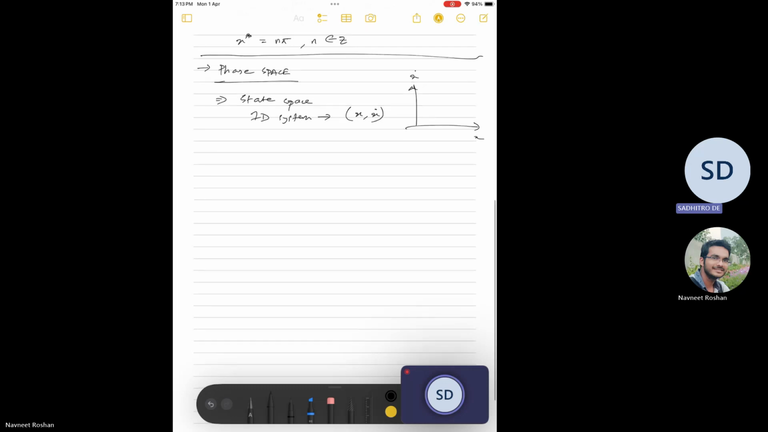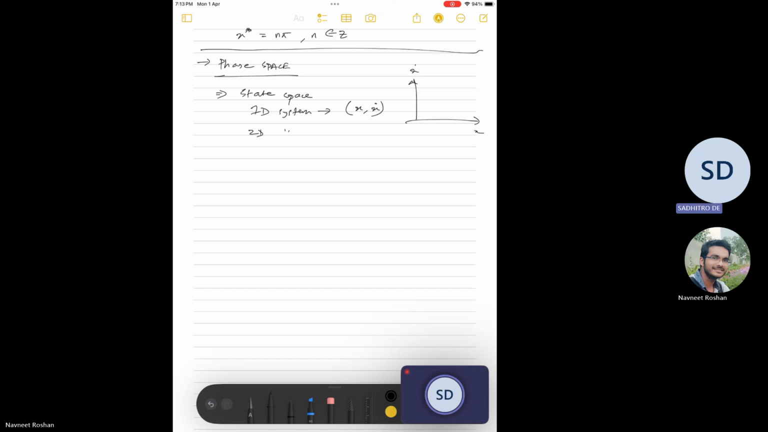So if we draw a graph of x and x dot, then this graph becomes a phase space of this one-dimensional system. Similarly, if you have a 2D system, then the phase space will comprise x, y, x dot, y dot. So you see here the phase space becomes actually 4-dimensional. Here it was 2-dimensional. So if our system has n variables, then each variable is described by its position and its velocity, and the dimensionality of the phase space will be 2n dimensional, right?